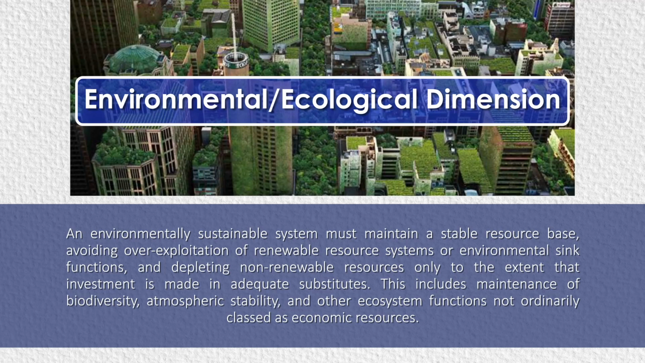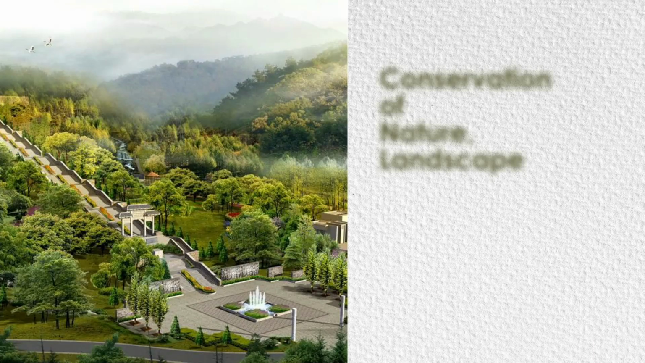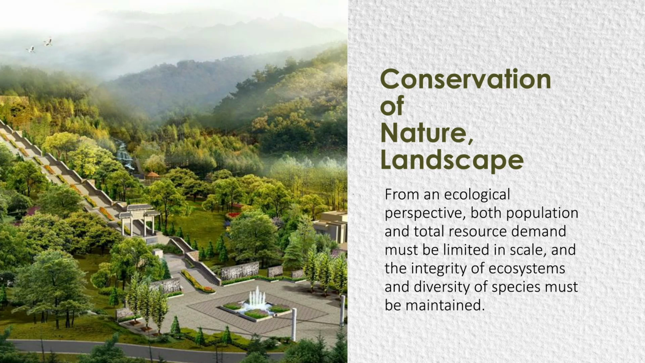That includes maintenance of biodiversity, atmospheric stability, and other ecosystem functions, which are not ordinarily classed as ecosystem functions. We always talk about the economic value of those ecosystem functions, which we need to understand, but sometimes, due to human negligence, we do not count these ecosystem functions as economic resources. It talks about conservation of nature, conservation of landscape.